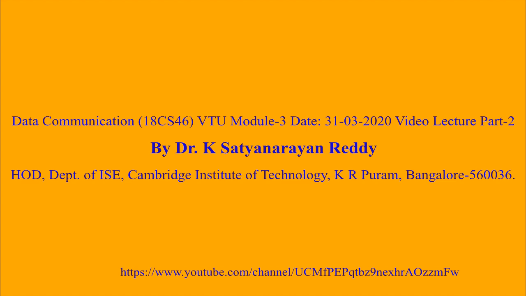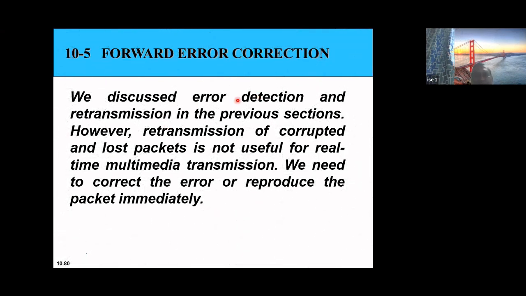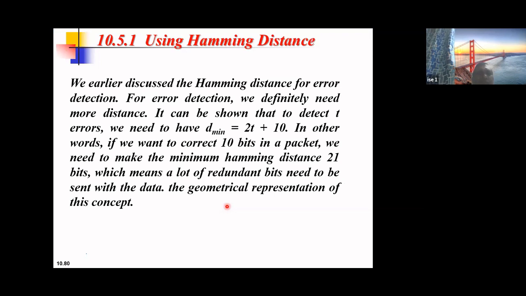In this, we will have error detection and retransmission, whatever we have seen. Using Hamming distance, we have d minimum equal to 2t plus 1 (transcribed as "10"). We have done that. So it can detect t errors.